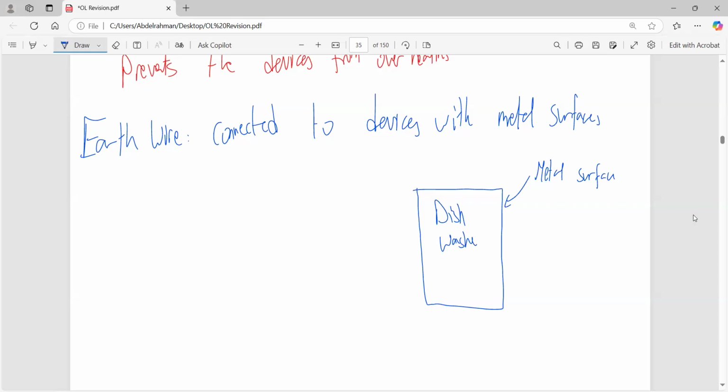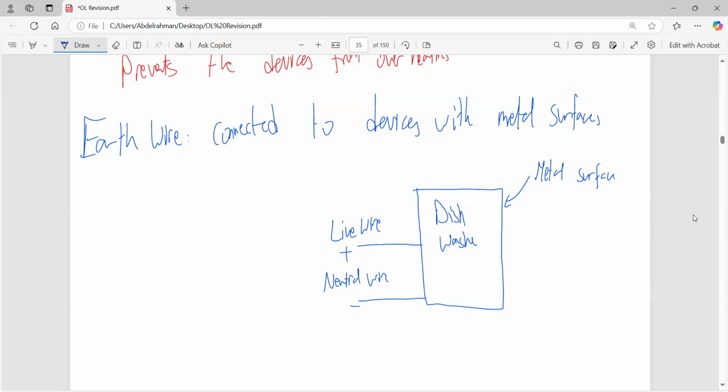Why might you be electrocuted? You have the live wire, which is the positive end, and then you have the neutral wire, which is the negative end. If the live wire for any reason touches this surface, metals are good conductors of electricity. They will pass these charges on. They have free moving electrons. You will be electrocuted if this live wire touches the metal surface.